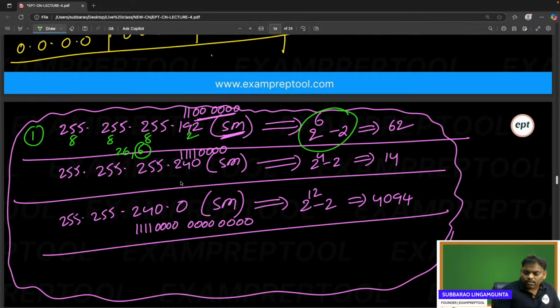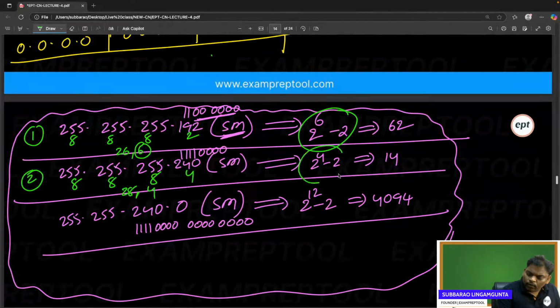Now in the second one, if you observe, 8 here, 8 here, 8 here, it is a 4. 24 plus 4, 28. 28 ones are there, remaining is 4. 4 for the host. And if you see the third one, 8, 8, 4. 8 plus 8, 16 plus 4, 20. So remaining is 12. 12 for the purpose of host. Am I right or not?